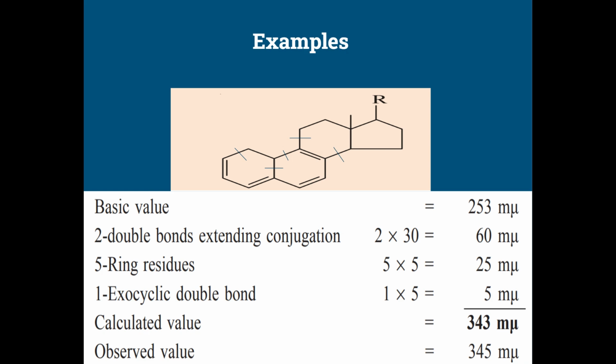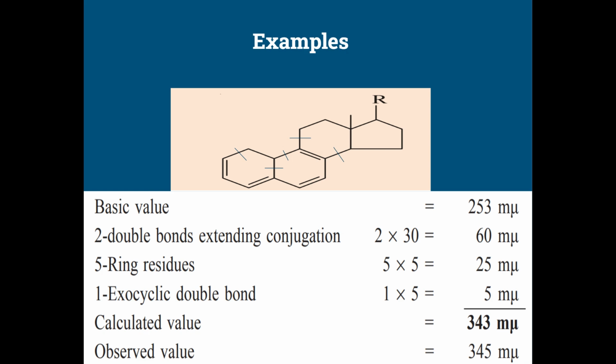And now we have to look at exocyclic bonds. We can see that in ring 1, one of the double bonds is exocyclic for the second ring. But is there a similar case somewhere else? No, it is not there. So only one exocyclic bond, right? It is in the first ring, where it is actually the endocyclic bond for the first ring, but it is exocyclic for the second ring. Okay, so the total value will be 343, and the observed value is 345.